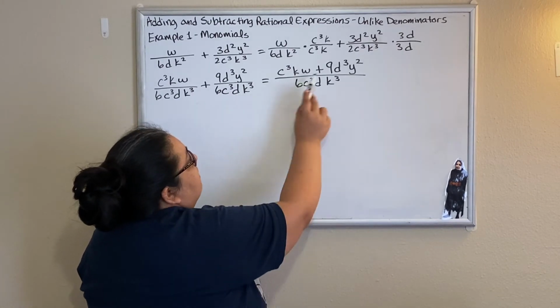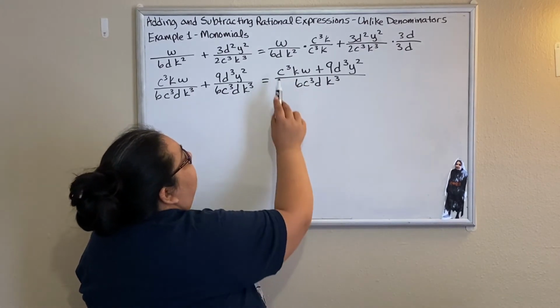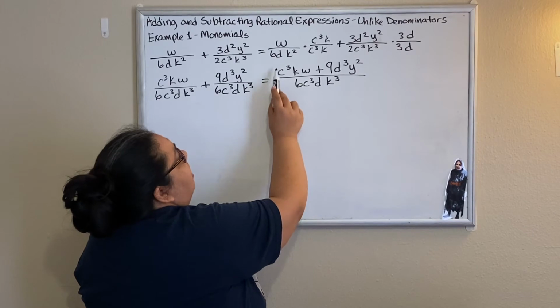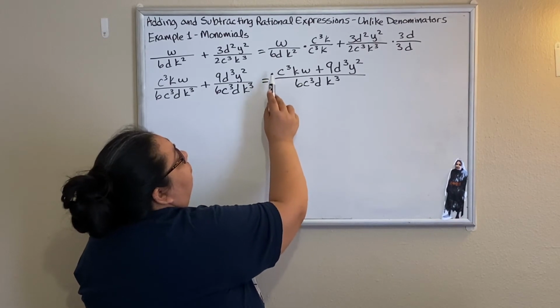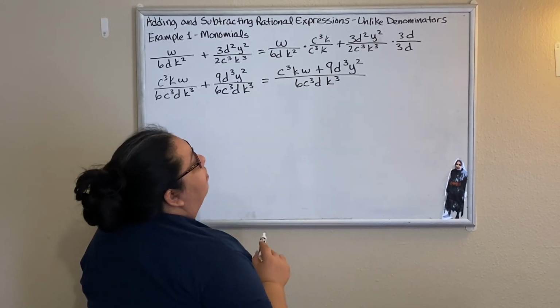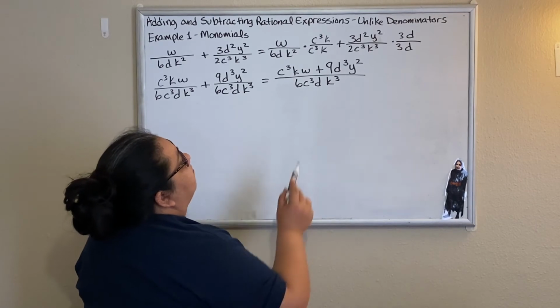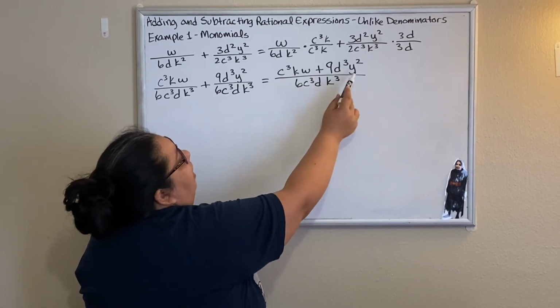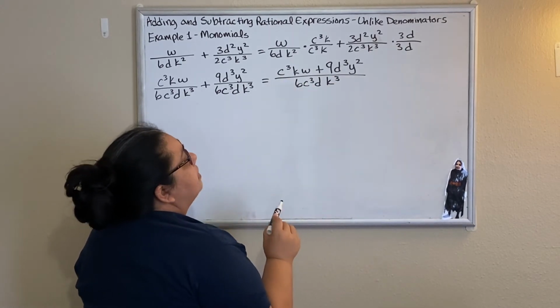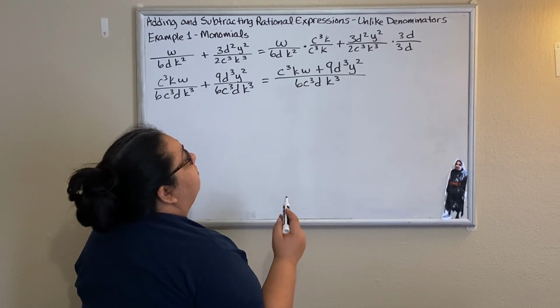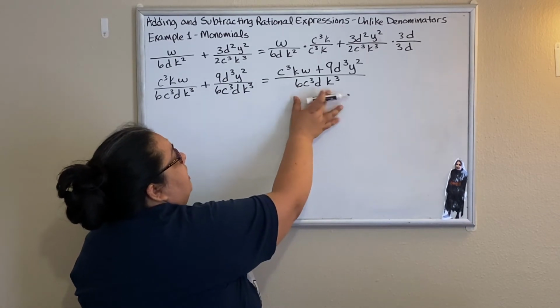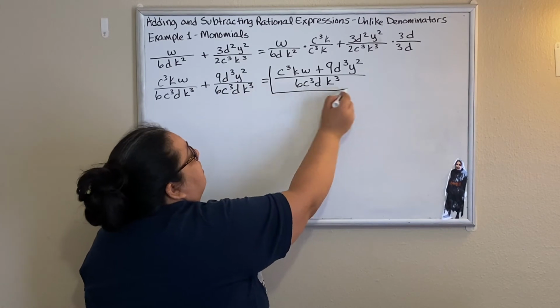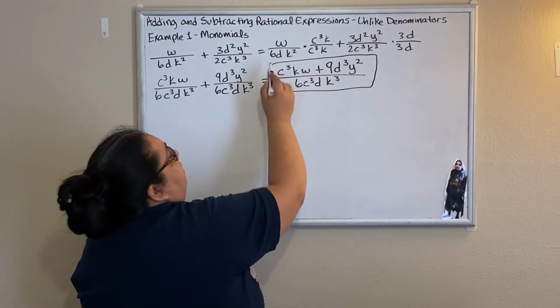And it doesn't look like there's anything to factor. This doesn't have a coefficient in front other than 1. This has a coefficient of 9. There doesn't seem to be any common variables between them. So there is nothing that I can factor and reduce. So this is our sum. This is our final answer here.